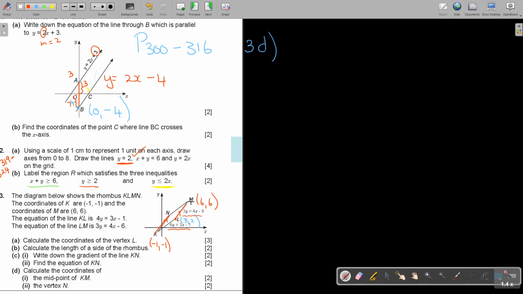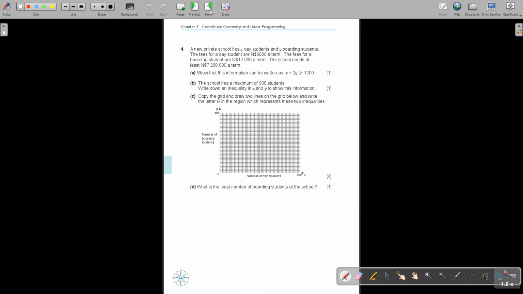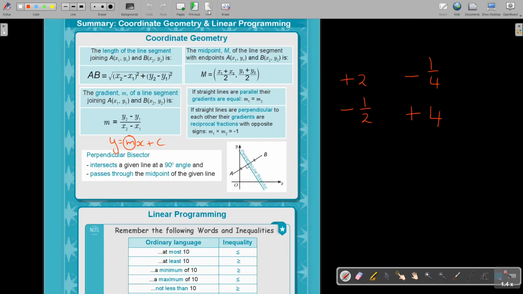Of KM. I have M. And that's very easy. And please go and memorize these formulas. Know how to find the distance between 2 points. Know how to find the midpoint. You just add the x, divide 2, add the y, divide 2.